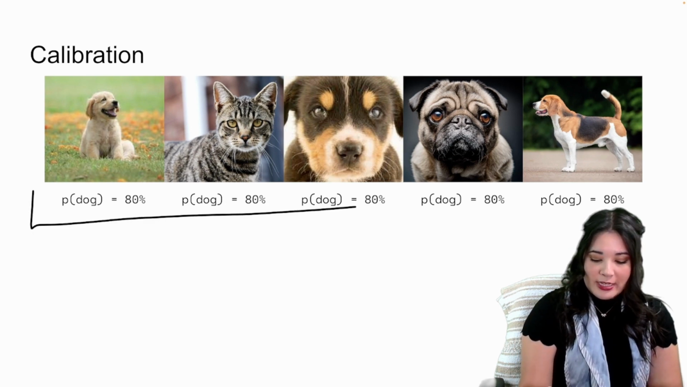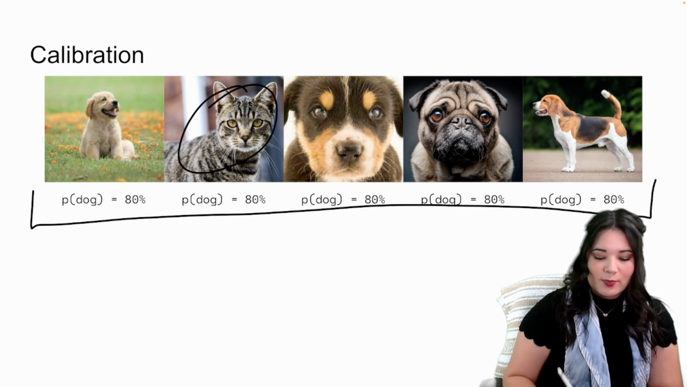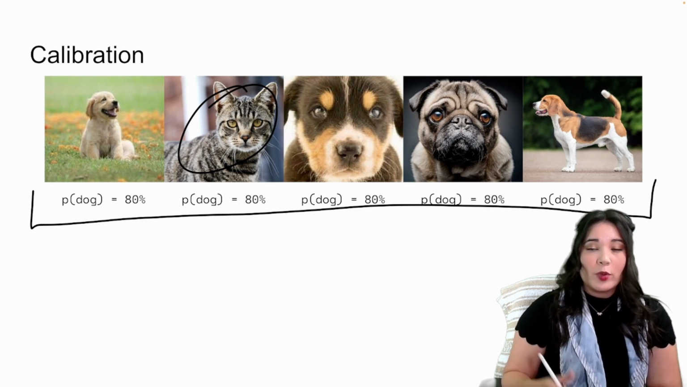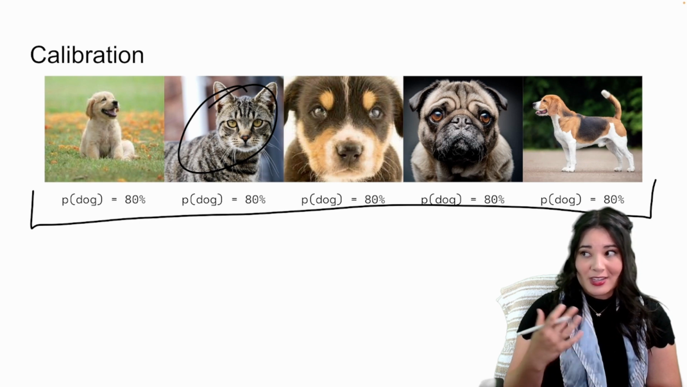And that actually is true here. If we look at our 5 images, 4 of them actually are dogs. This one's a false positive, which is a cat. This means that our model in this case has really good calibration. When it predicts that there's an 80% chance of something, there actually is about an 80% chance of it happening.